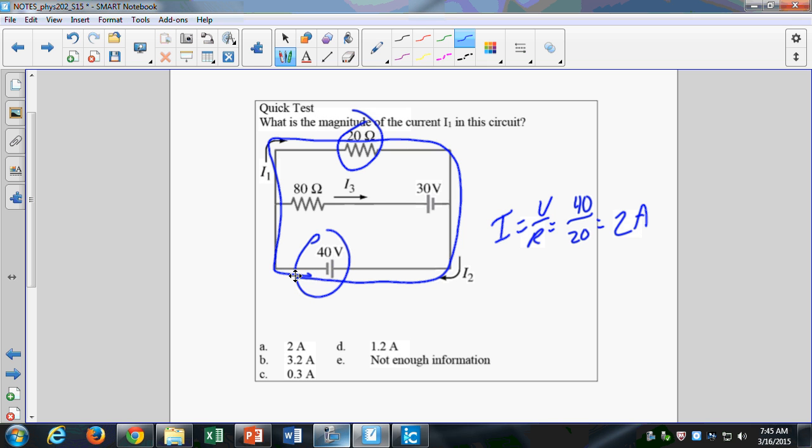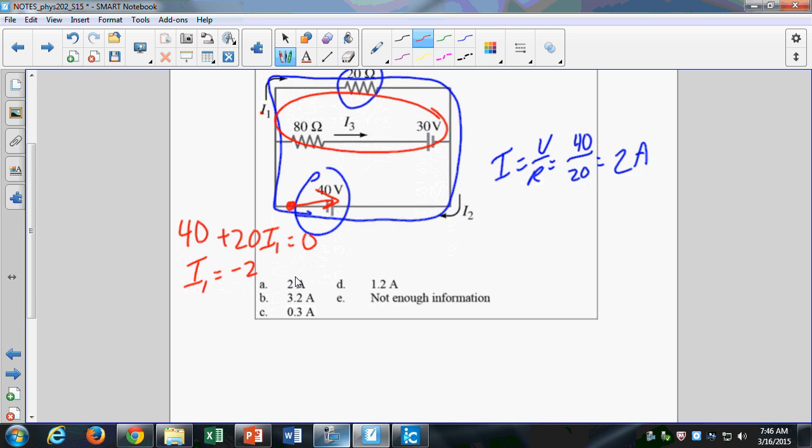Or, really I'd write out my loop rule. I could say go in this direction. I would have plus 40 plus 20 I1 equals 0, and then I1 is equal to negative 2. So I was looking for the magnitude here, so it's just 2. Alright? You might think that this affects the current I1, but it turns out that it doesn't.